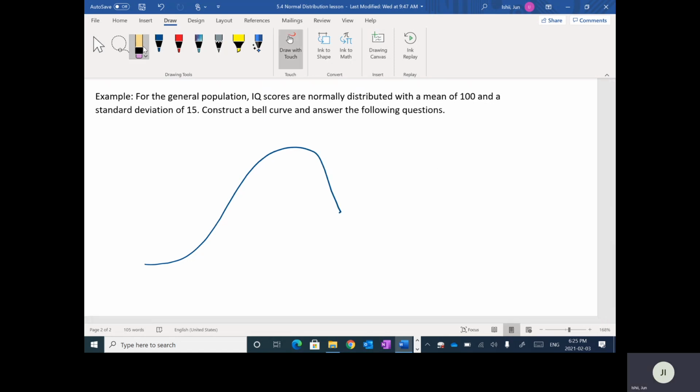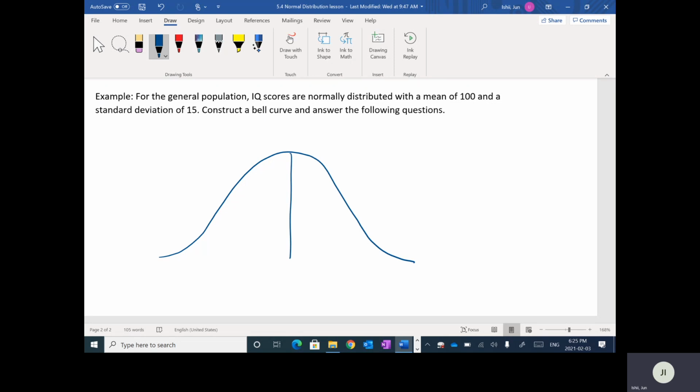bell. So I'll try that again. All right, so draw a big curve, something like that. Right down the middle here is the mean. So this is where most people would score 100 on the IQ test. Now since one standard deviation is 15, if I add 15 here, this will be 115, and then over on the other side here, if I subtract 15, that's 85.